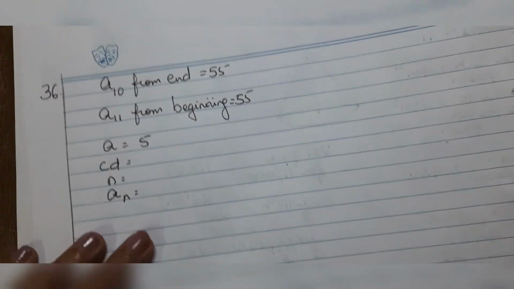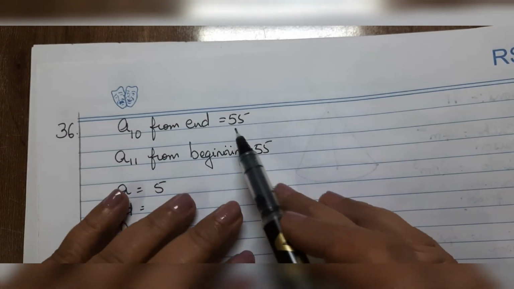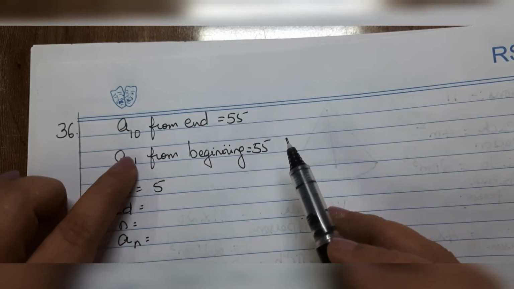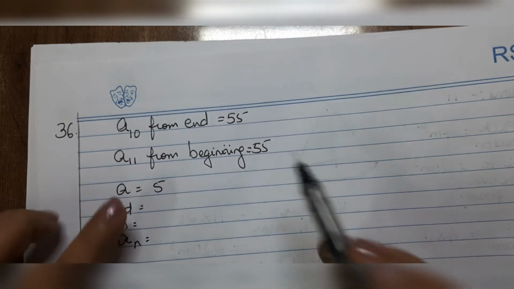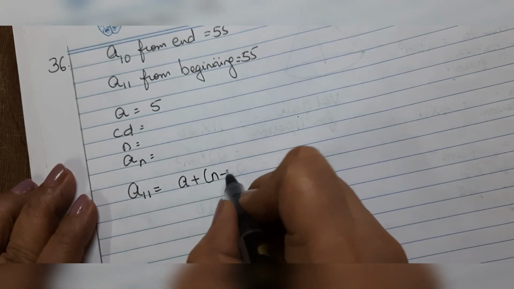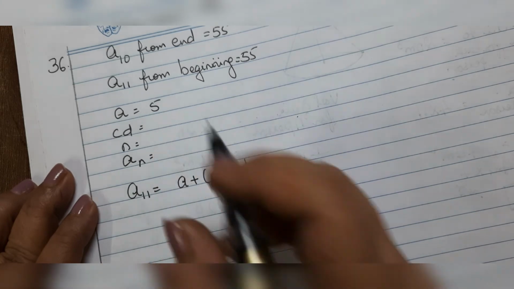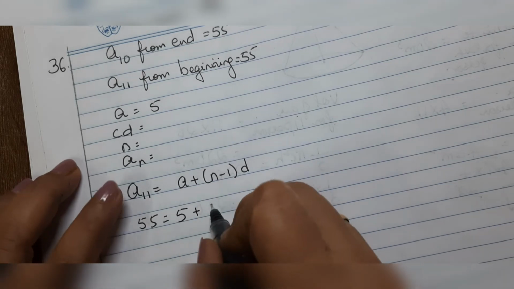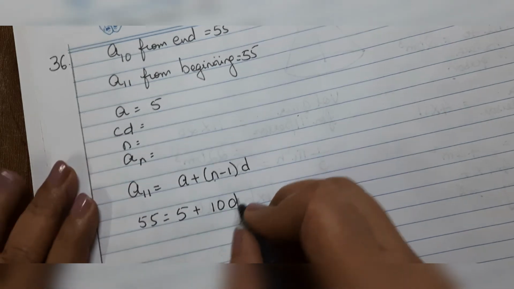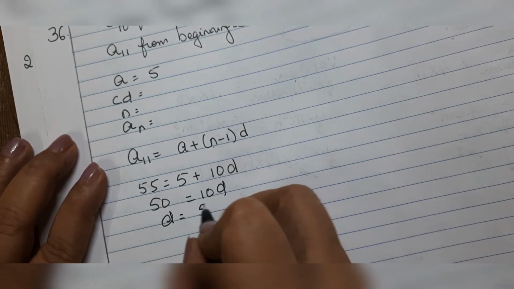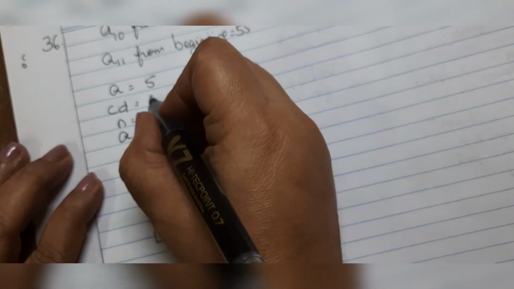So we'll have to apply a few things. A10 from the end is 55, and A11 from the beginning is 55. So we will start with this, because here we have n and this 55 as well as A. From the beginning, A11 equals A plus n minus 1 into D. Here we will get our common difference. A11 is 55, A is 5, 11 minus 1 is 10, so we get 50 is equal to 10D. D is equal to 5. So we got the common difference as 5.